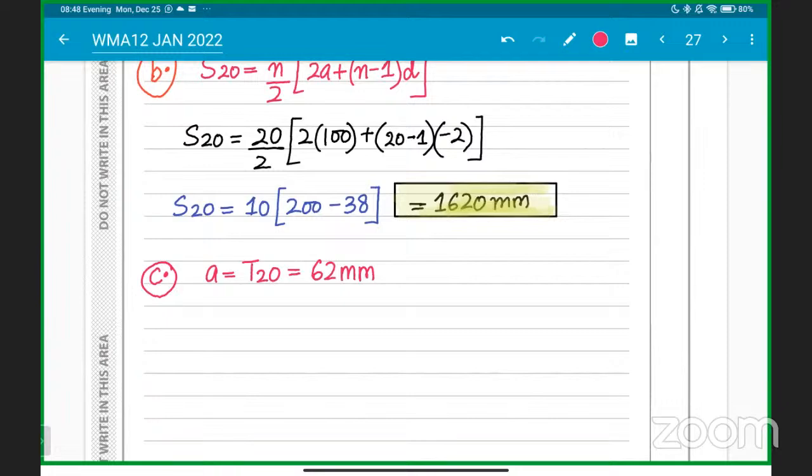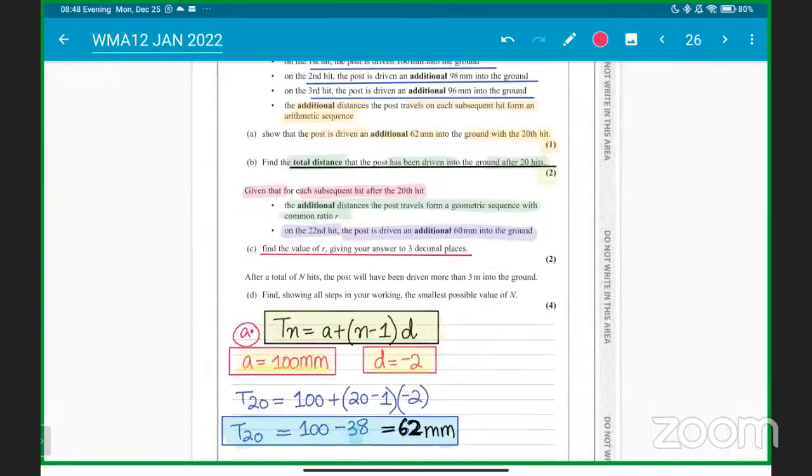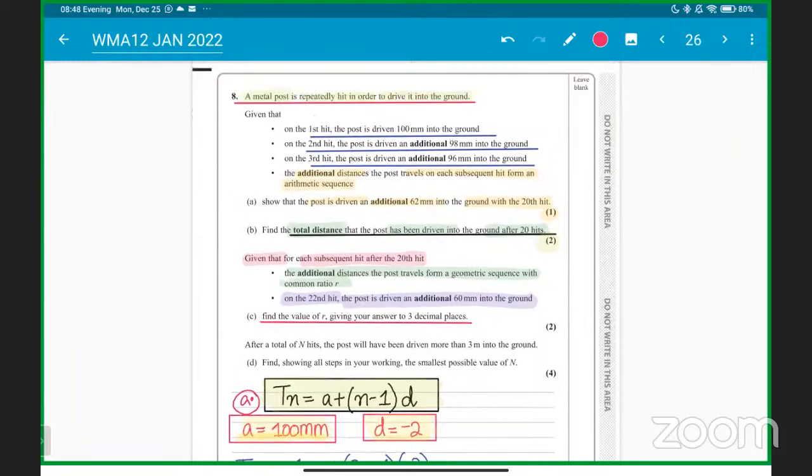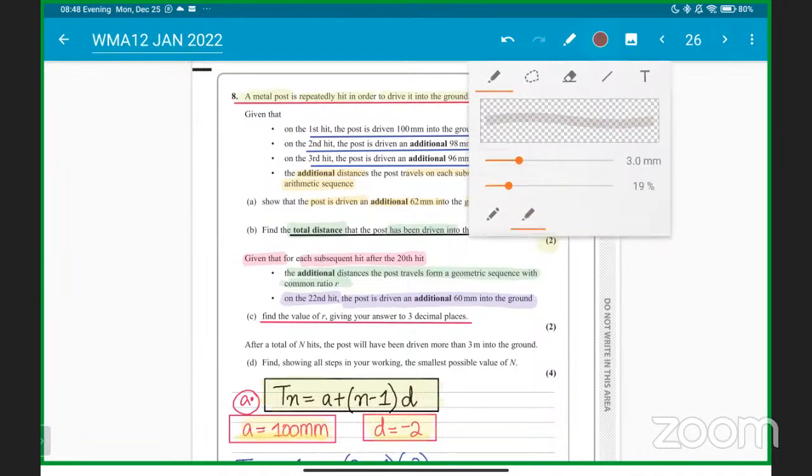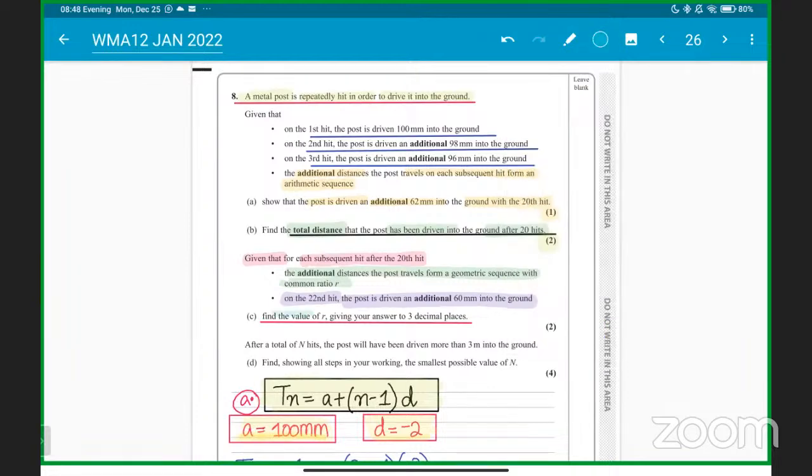Now what I've done, students, is that I have made my A 62 millimeter. Basically, we are dividing the question into 2 parts. Till the 20th hit, it was an arithmetic sequence. Now after the 20th hit is a geometric sequence. For part C, from the question's perspective, I am starting from scratch. The 20th hit is now the first term, not the 100 millimeter. Make sure you don't make the mistake of taking 100 millimeter as the first term.